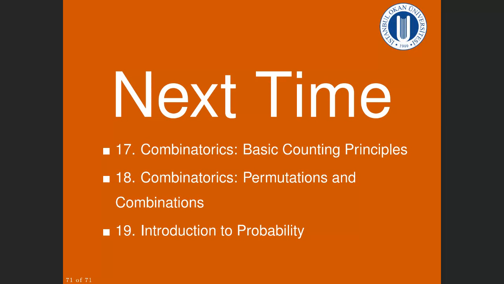That's the end of our topics on geometry of space. Next week, we're going to start talking about a different type of mathematics. We're going to start talking about combinatorics and probability. Combinatorics is a fancy way of saying counting. Next week, we will talk about chapters 17, 18, and 19.